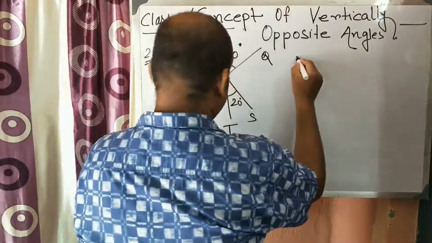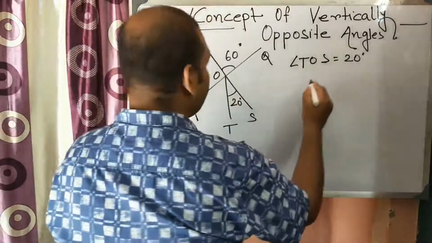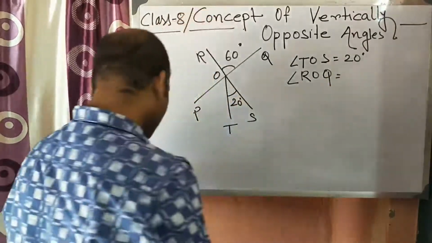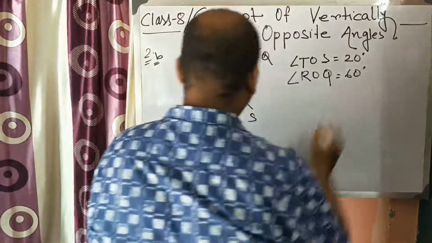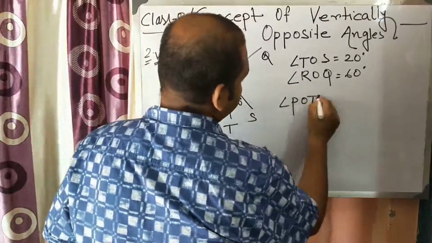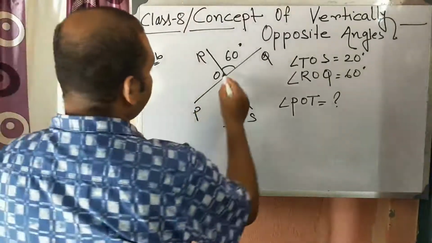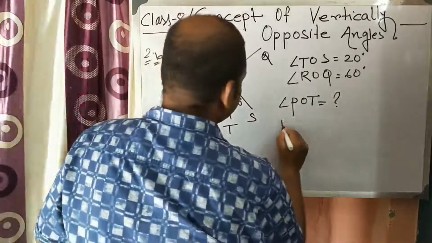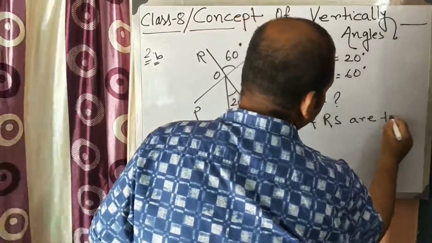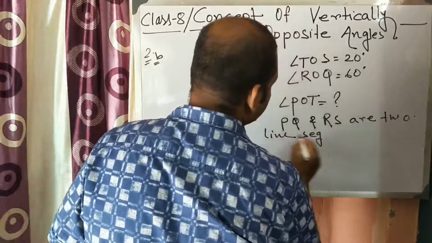Given that angle TOS is equal to 20 degrees and angle ROQ is equal to 60 degrees, we need to find out the value of angle POT. So how to find out the value of angle POT? Now PQ and RS are two line segments, or two straight lines.